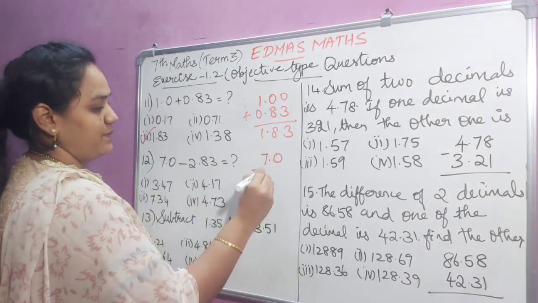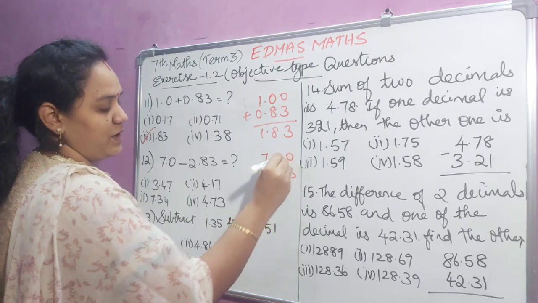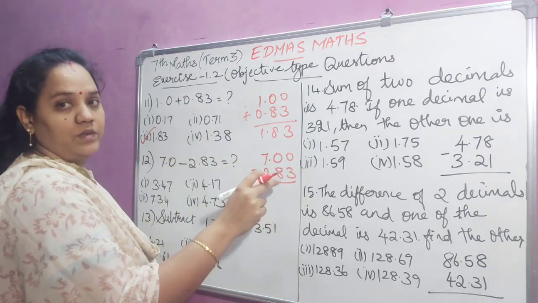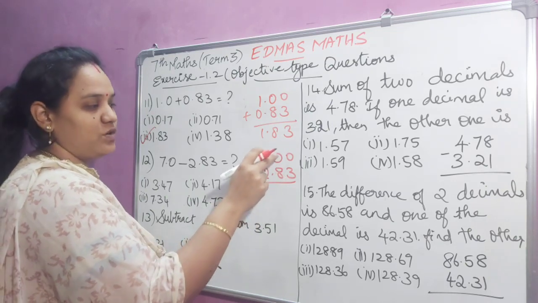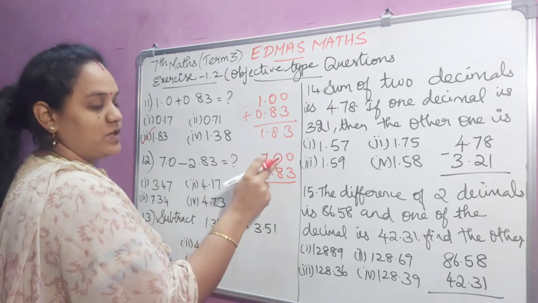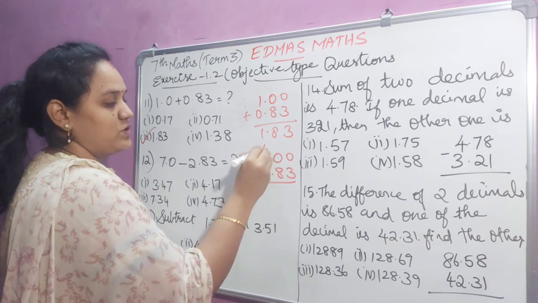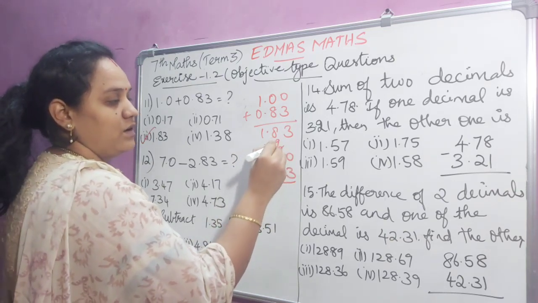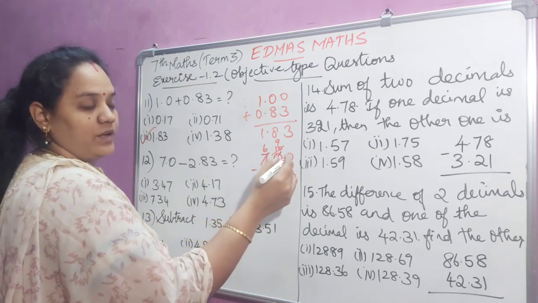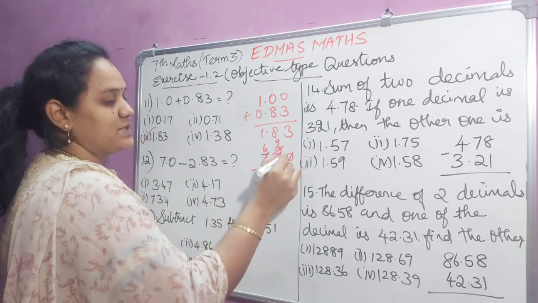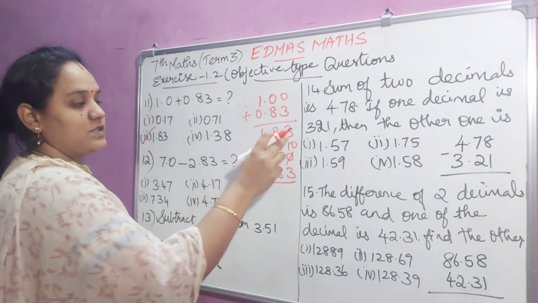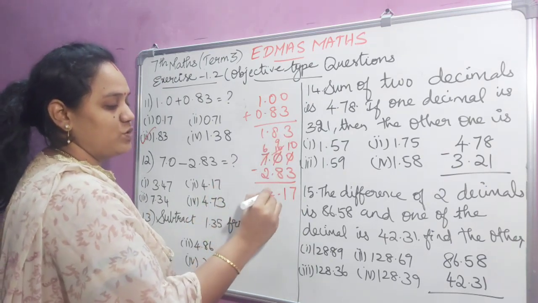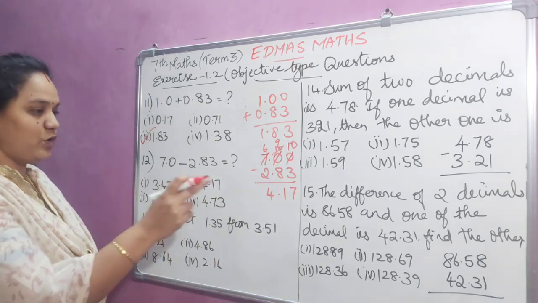7.0 minus 2.83. Here we have to put 0. Already I told you. So here 0, 3, we should not subtract 3 from 0. So we have to borrow. So here also we have 0. So I am going to borrow from here. So 6 will become 10. Again I need one number for the last digit. So it will become 9 and this will become 10. So 10 minus 3 is 7. 9 minus 8 is 1. 6 minus 2 is 4. So our answer is 4.17.